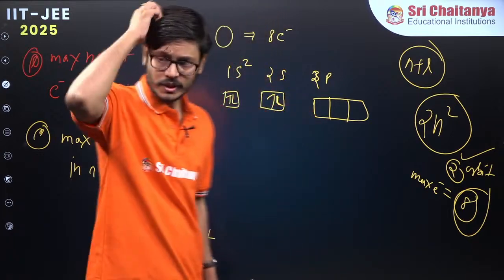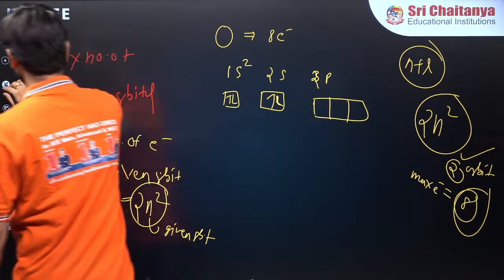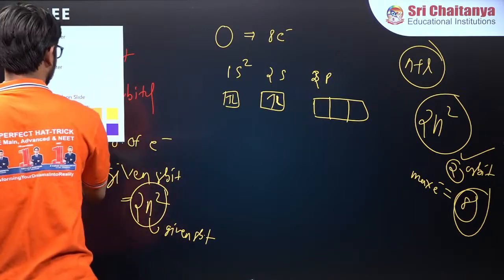Okay. And 2n square. Okay. Now, let us come to this. So, how to fill the electron, sir? Tell me how to fill the electron.